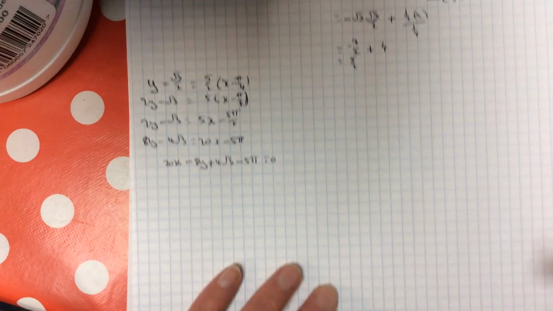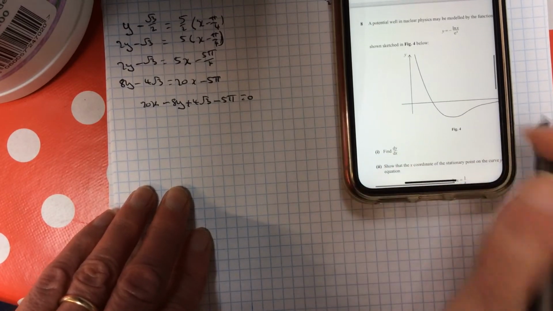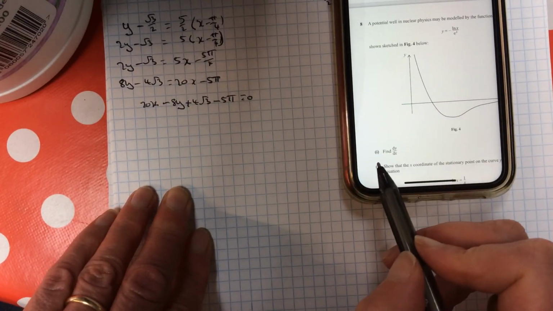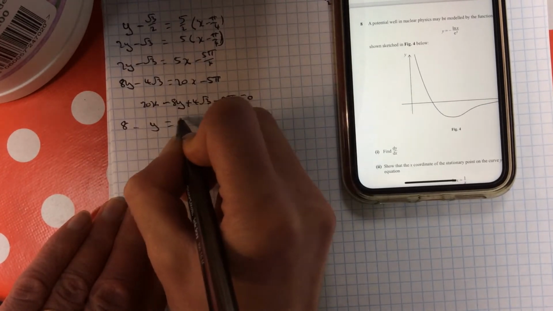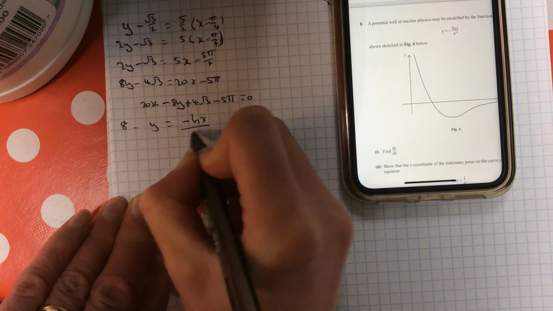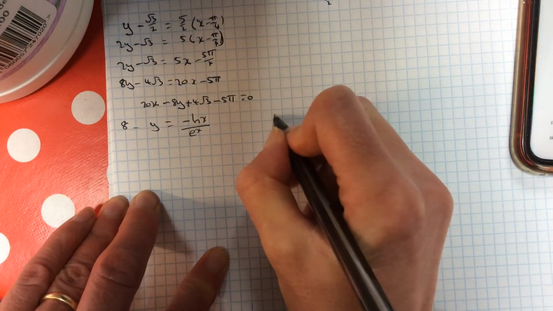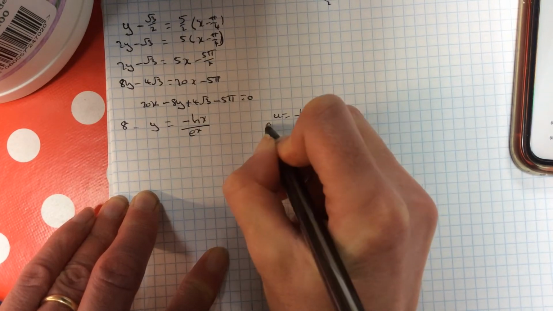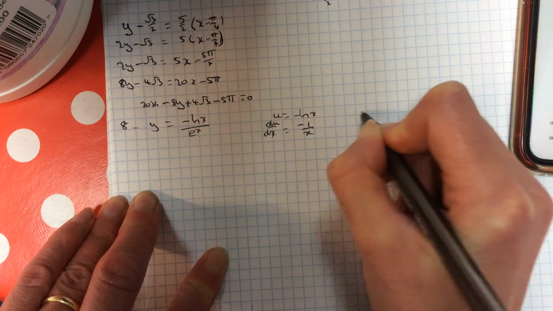I also have to do question 8 from that paper. So question 8, it says, part 1, find dy by dx of that. So y equals minus log x over e to the x. I'm just going to put the minus in the top line so I don't lose it. So obviously that's the quotient rule. u equals minus log x, du by dx is minus the derivative over the function.